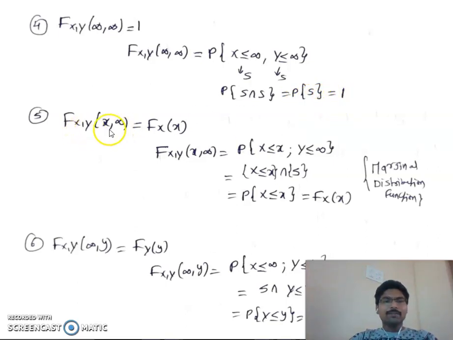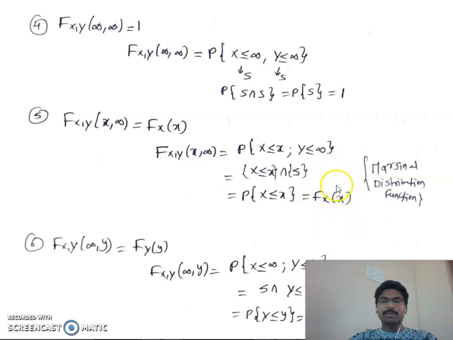So probability of sample space means total sample space probability should be 1. Next, F_{X,Y}(x, infinity) is equal to F_X(x). From the definition we are writing, probability of X less than or equal to x, Y less than or equal to infinity. See, Y less than or equal to infinity means all events are occurring, that is S. It is X less than or equal to x. Intersection means this S contains X less than or equal to x. That thing we have to take in common. So that is nothing but probability of X less than or equal to x, which is equal to the definition of F_X(x). This F_X(x) is nothing but the marginal distribution function.